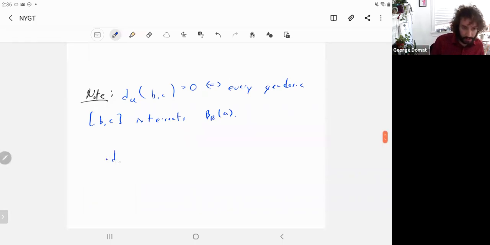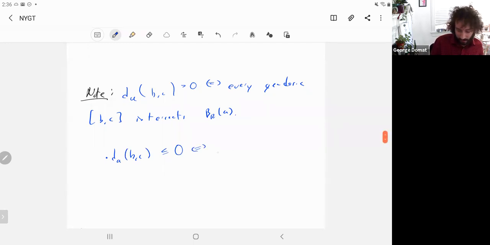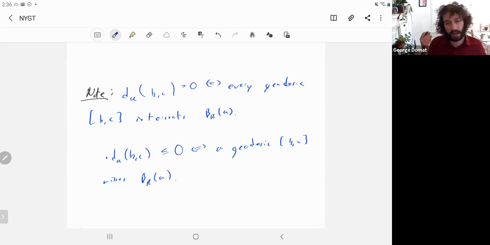Okay, and then conversely, if you're small, if you're less than or equal to 0, or really equal to 0, this is if and only if there's some geodesic that misses the ball. So this is going to be an important thing to keep in the back of your head as we check the conditions we need.